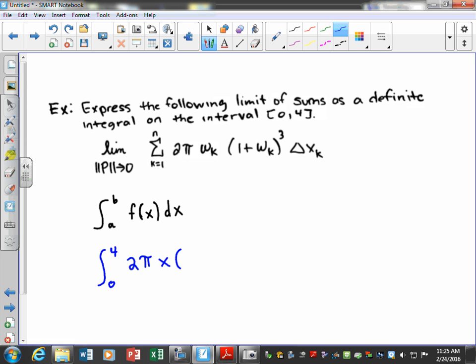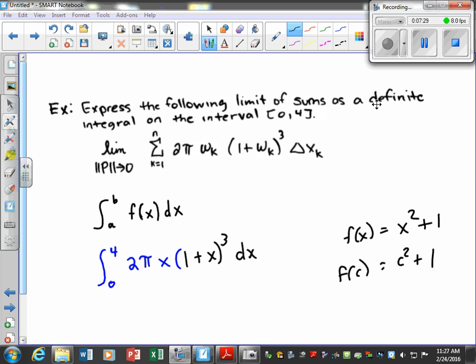X again, so it should be 1 plus x cubed. And then we have delta x sub k, which is just going to be our dx. That represents our dx. So this is our function, which is this entire piece, and then this is our dx, which is our delta x sub k. And our interval is from 0 to 4, so we're just going to plug that in. So that's just a change in notation there.